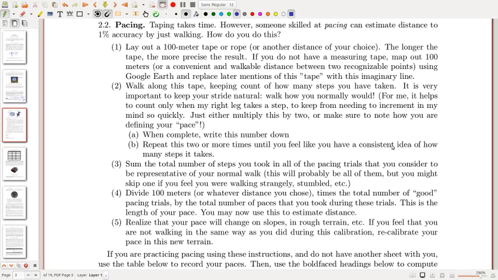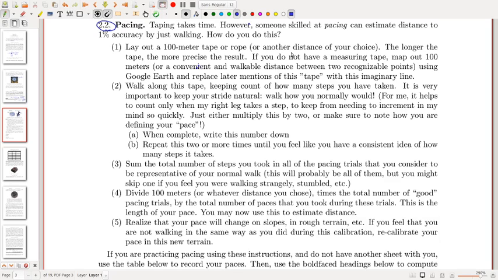So this is actually going to be one of the activities that you might be assigned. And in fact, in the year in which I'm recording this video, 2020, you will be assigned. And this is to figure out what your pace is. And that's because this is just a really useful piece of information to know. So I want you to lay out a 100-meter tape or rope or another distance measurement tool of your choice. I realize that this year many of you might be doing this by yourselves. In future years that might not be the case.